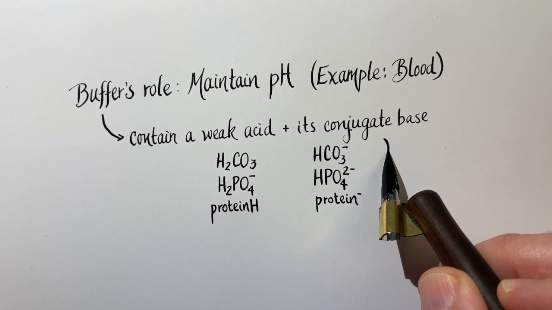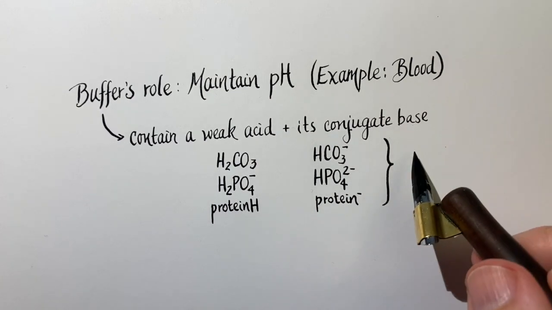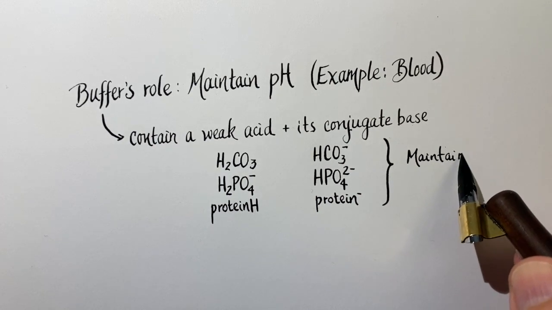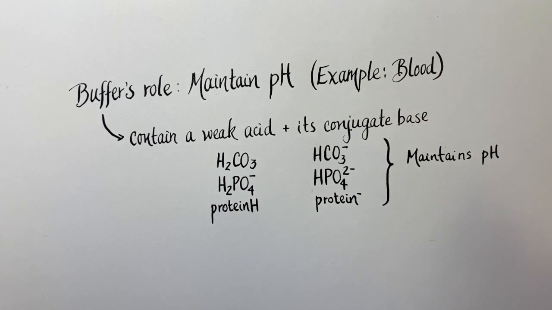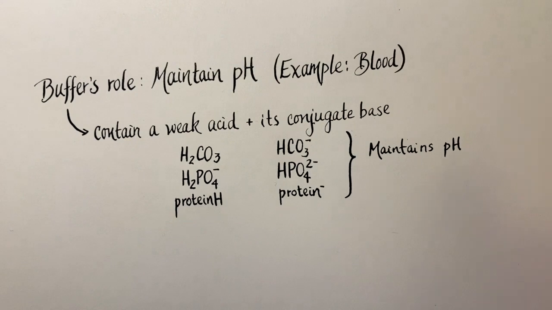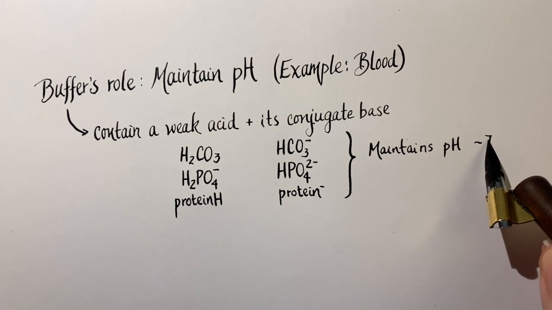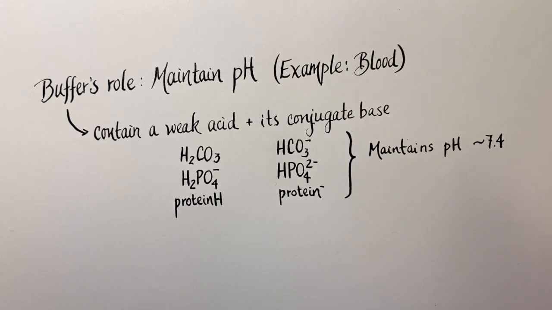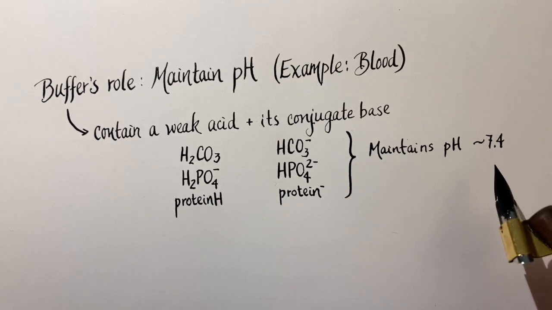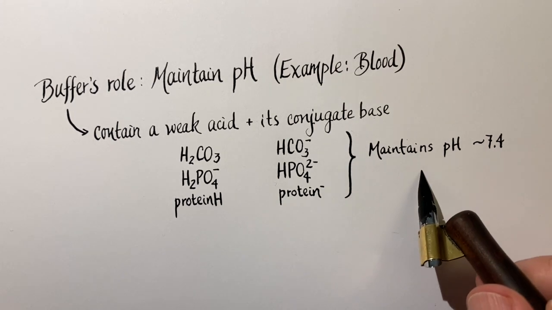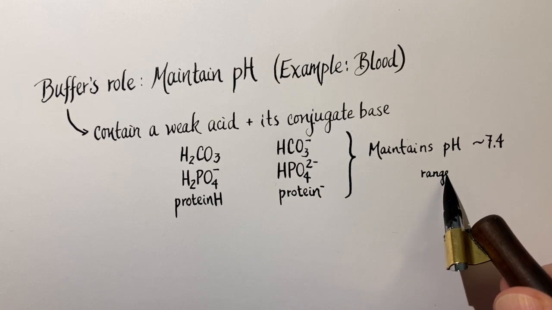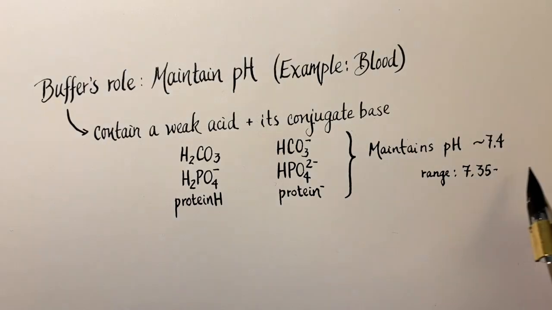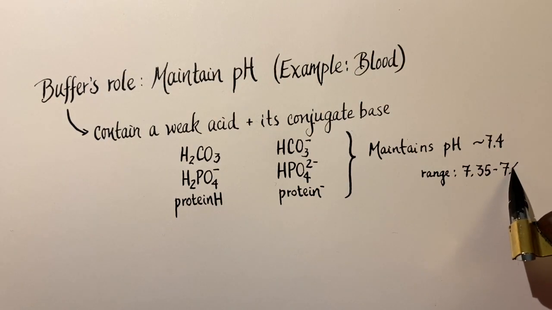When our pH varies outside of this range, our pH, okay, like I said, it's about 7.4. Okay, this is approximately is what I mean there. And what I mean by that is it's between the range of 7.35 to 7.45.